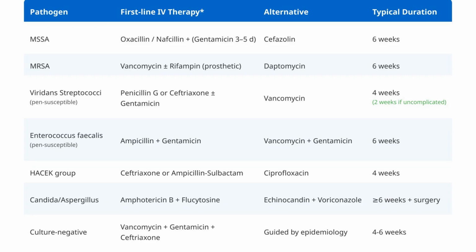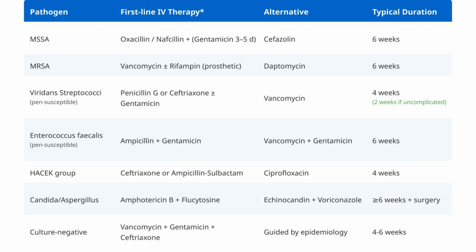This table outlines the recommended antibiotic regimens for infective endocarditis based on the causative pathogen. For methicillin-susceptible Staphylococcus aureus or MSSA, the first-line therapy is oxacillin or nafcillin, potentially with gentamicin for the first 3 to 5 days, with treatment continuing for 6 weeks. For MRSA, vancomycin is the first-line agent, with rifampin sometimes added for prosthetic material involvement.